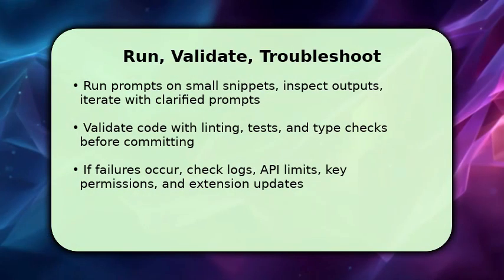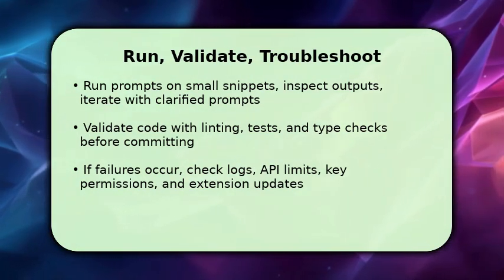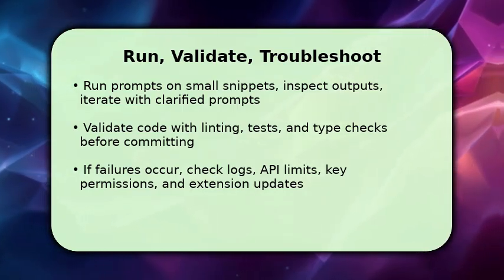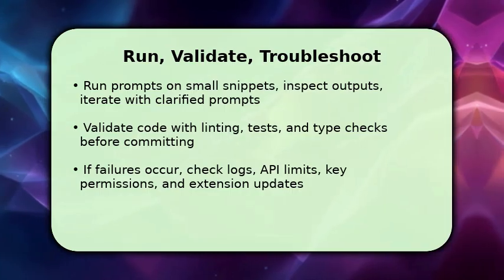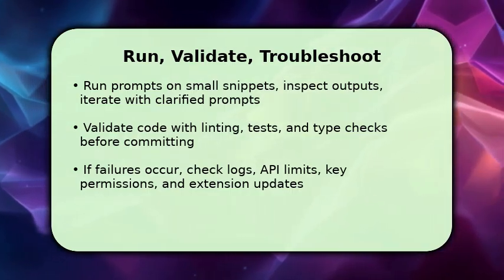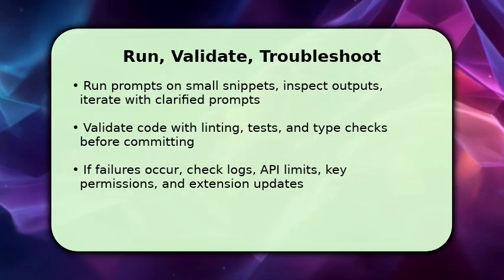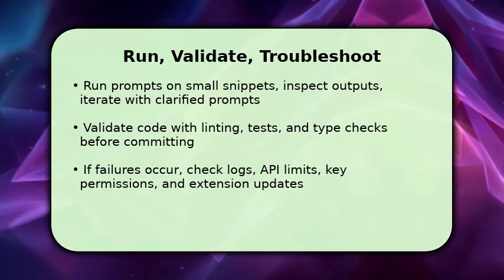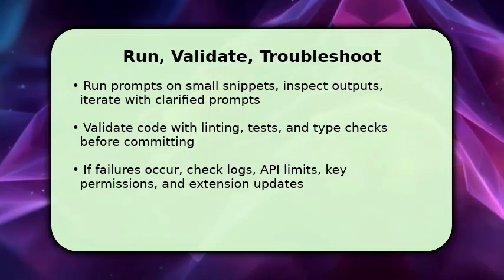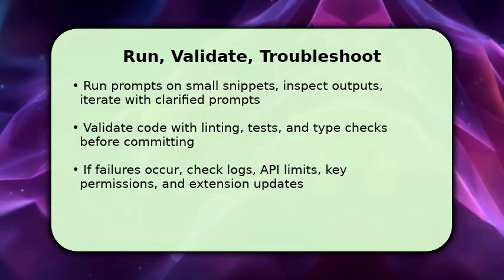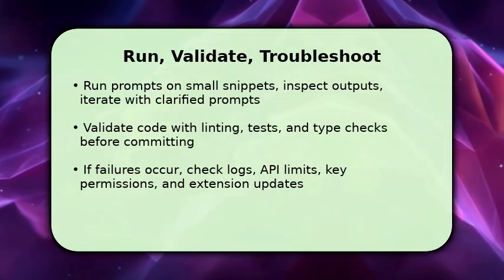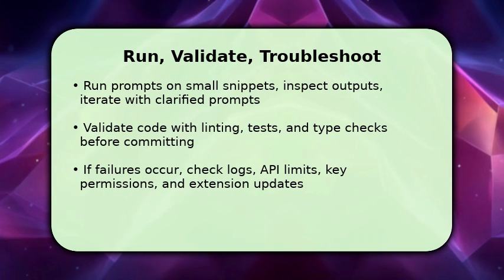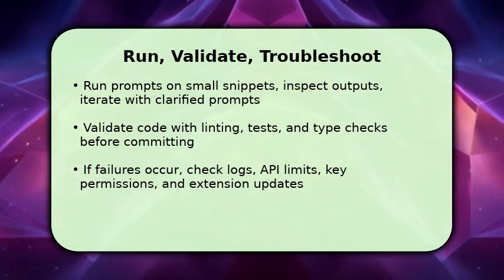You finish by running prompts on small, controlled snippets and validating outputs with linters and unit tests before committing changes. Once tests pass, scale up to larger files, but make sure to review suggested edits line by line. This prevents subtle bugs. If things go wrong, check the extension logs and API usage to confirm you haven't hit rate or billing limits, verify your API key permissions, and update the extension. Often a permissions or version mismatch is the cause. Keep iterations tight and review always.